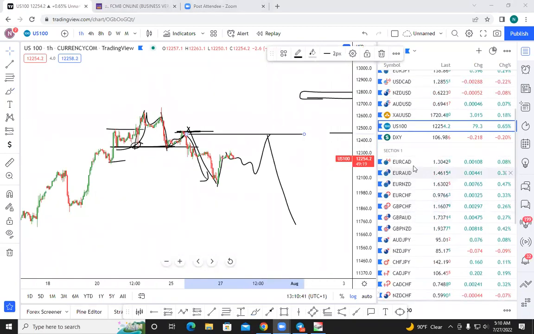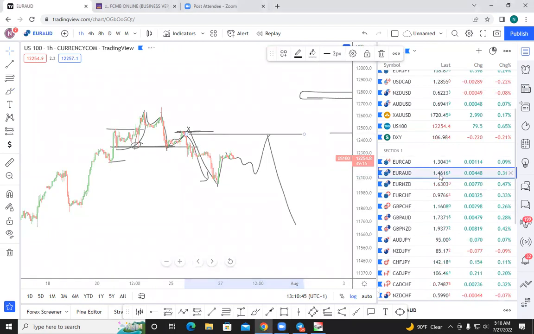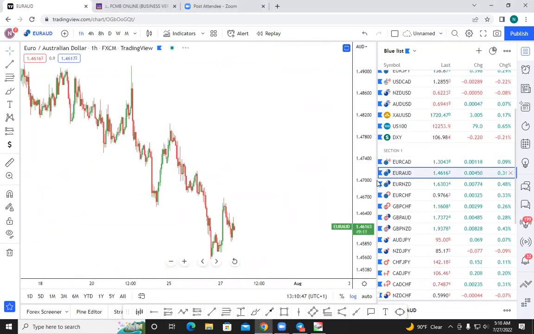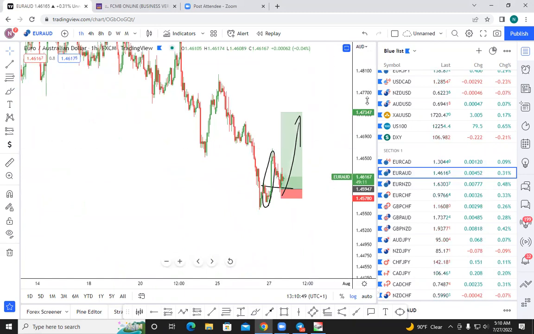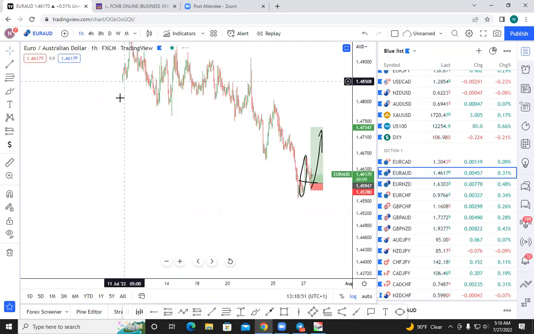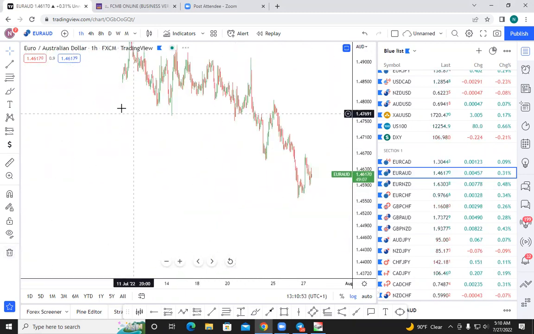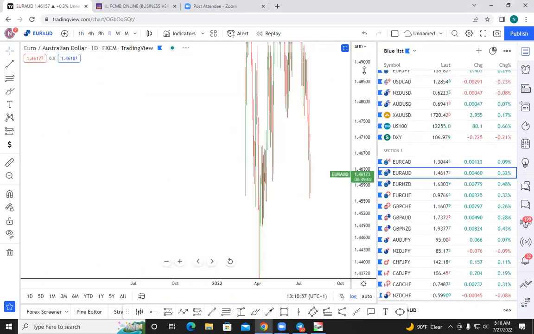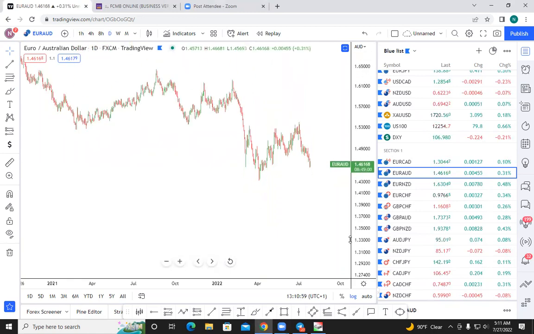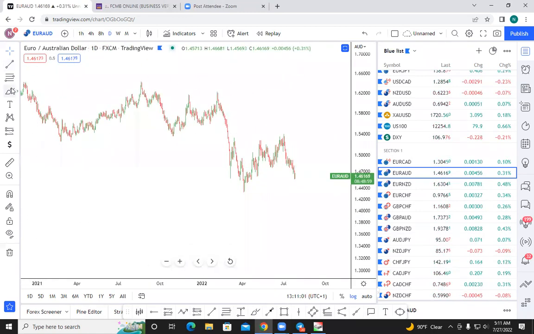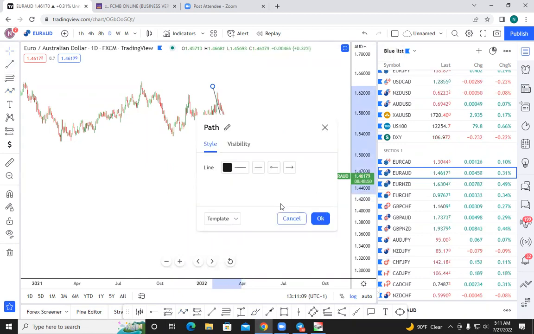I don't know if there's any other setup that I have that we can take a look at. Let's see. We have this setup on Euro AUD. Look at it, daily time frame. You see that in the daily time frame, this is three waves up after this down move.